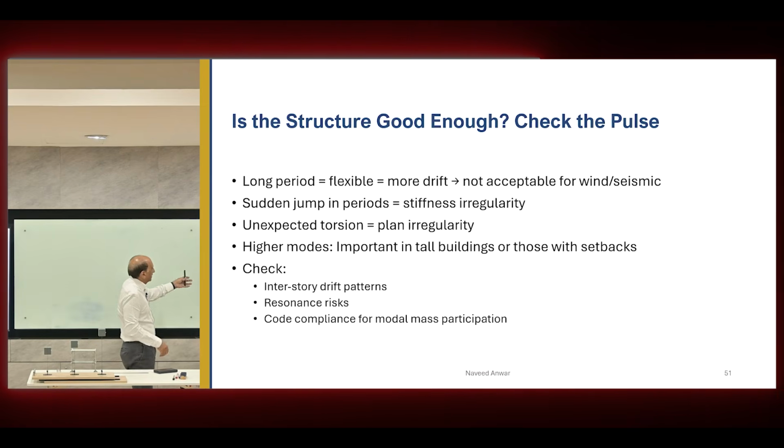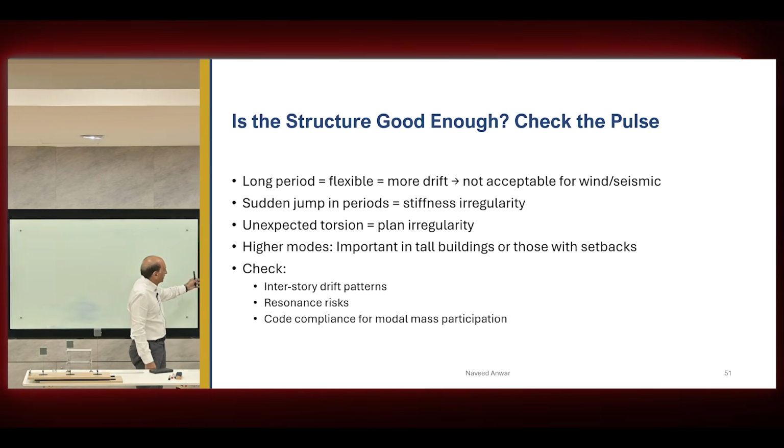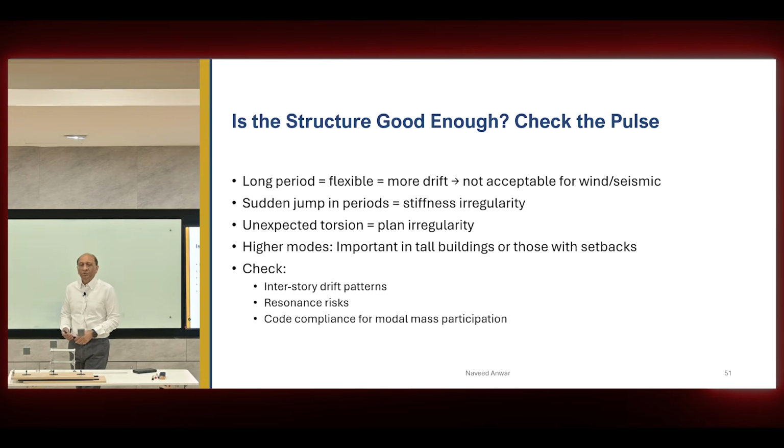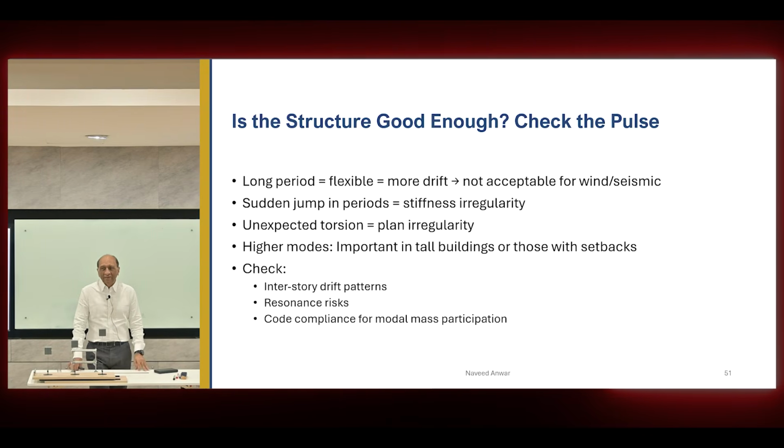Then you check for long period, flexible modes, drift, sudden jump in period, stiffness irregularity, unexpected torsion, plan irregularity. Higher modes are important in tall buildings. We need to do that and check for interstory drift and so many things. So this is what you do as your first step in your building design.